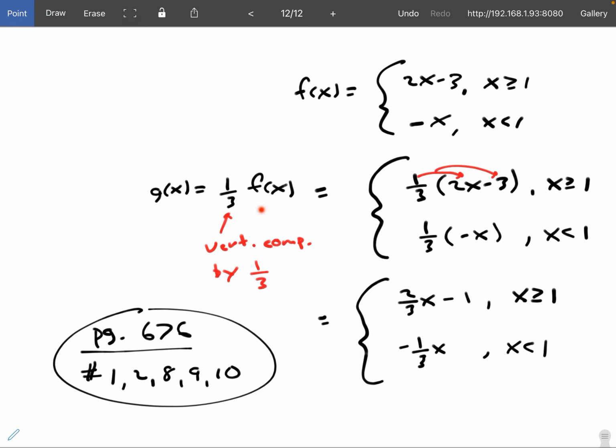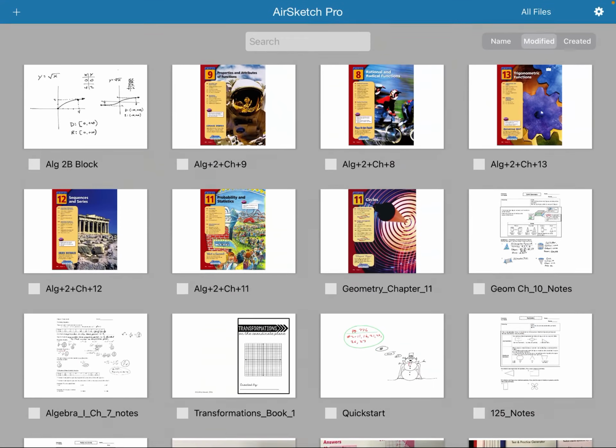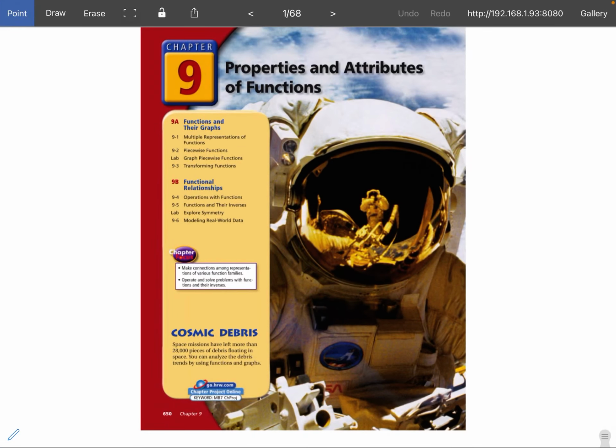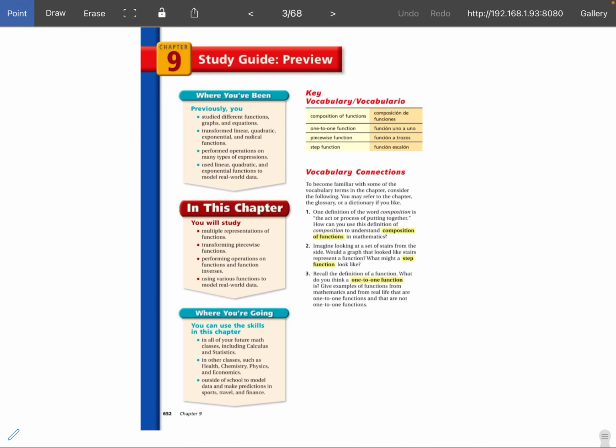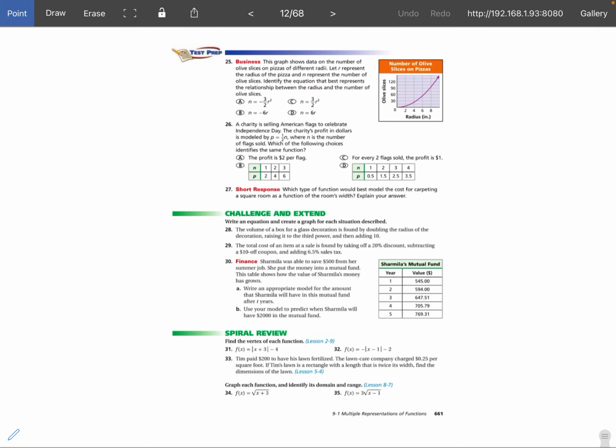Now I want to give you a couple hints on the homework. So let me turn to the page where the homework is. What they do in the homework is they don't write down this rule right here for you. They write it down in words like this. So they tell you the transformation is going to be a vertical compression by a factor of 1/3. And then you're supposed to write this part to figure out what to do to the piecewise function. So I'm going to help you with that part.